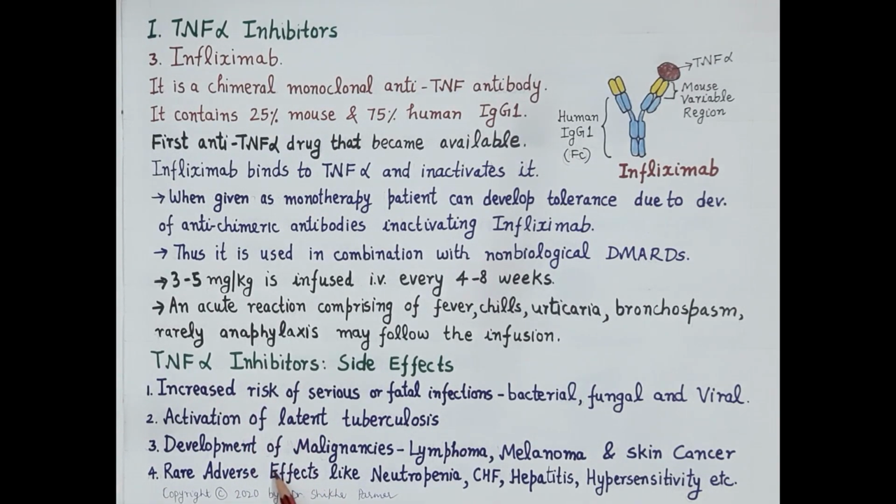Now biological DMARDs produce prominent side effects, and these are more serious compared to synthetic or conventional non-biological DMARDs. And thus, first non-biological DMARDs are used for the treatment. If the required response is not obtained from non-biological DMARDs, then the biological DMARDs are prescribed, and thus biological DMARDs are used as reserve drugs for refractory rheumatoid arthritis not responding to non-biological DMARDs.